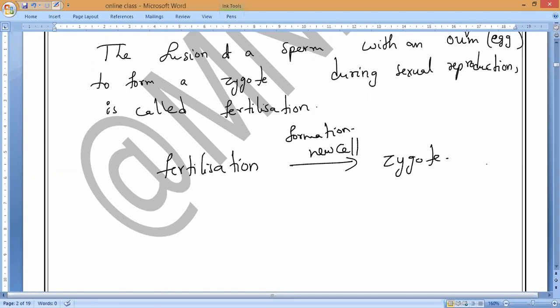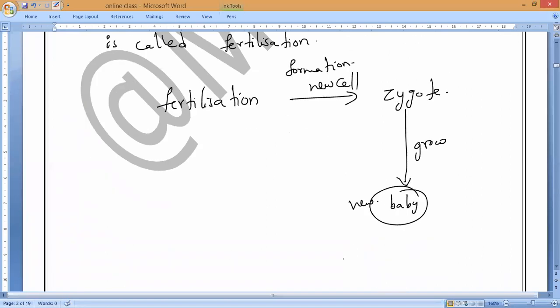So this zygote will start to grow and develop to form a new baby. That is what the process will be. The zygote will grow and form into a new baby. That is where the fertilization process ends, meaning the sexual reproduction ends.